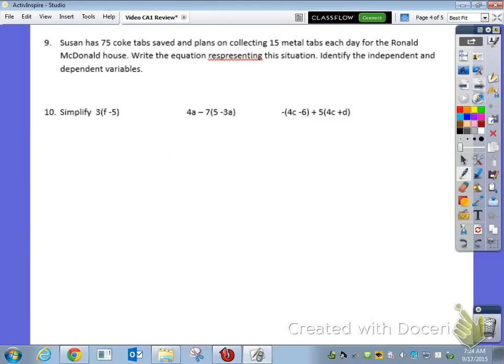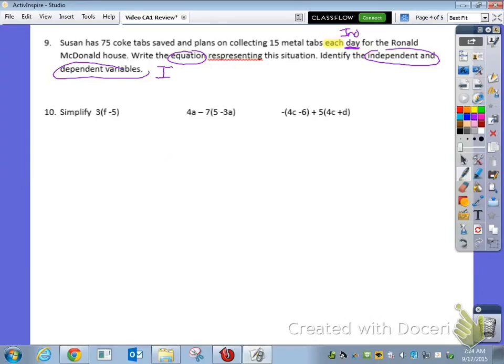On number 9, look for keywords. They want independent and dependent variables, and they also want an equation. So if they want independent and dependent, look for that keyword. The keyword in this problem, you'll read it, was "each." And remember that whatever's behind the word "each," that is your independent, okay?